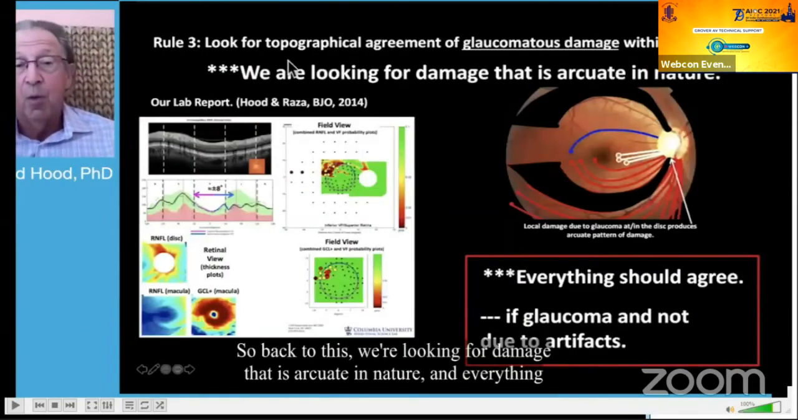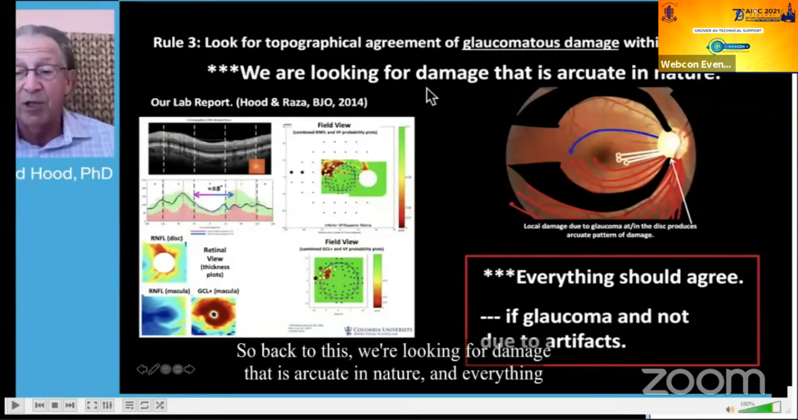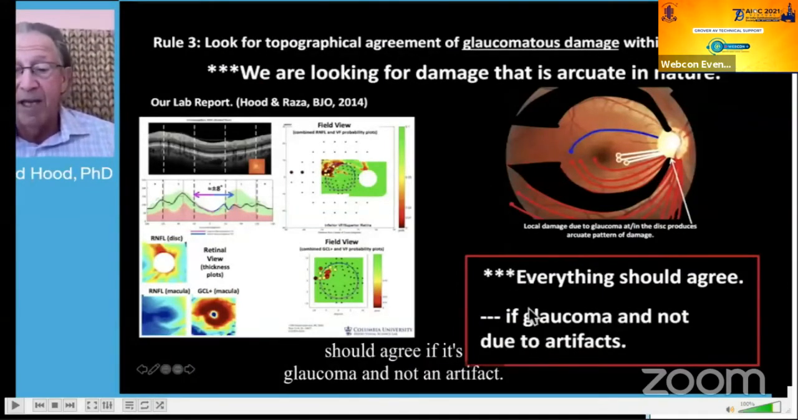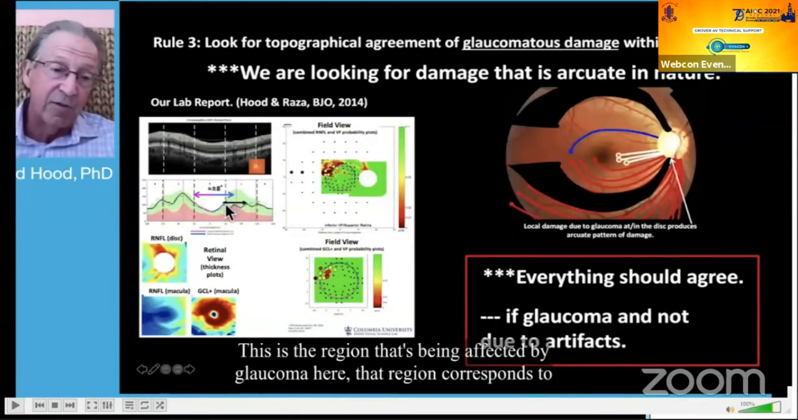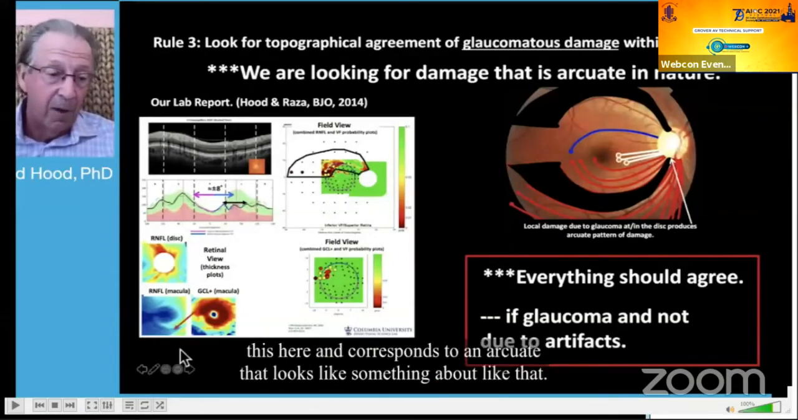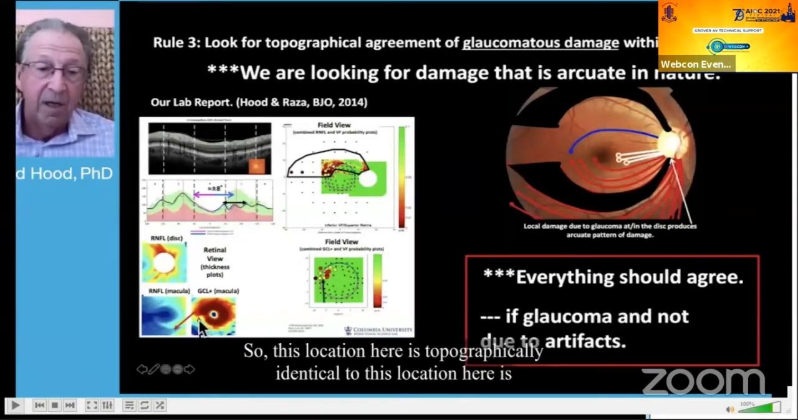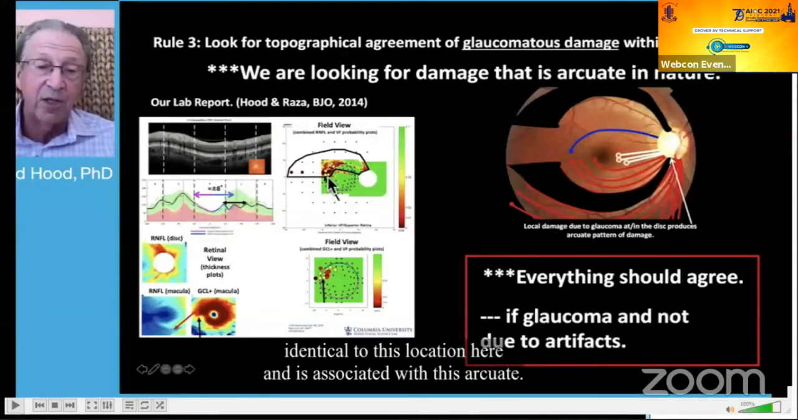Okay, so back to this. We're looking for damage that is arcuate in nature, and everything should agree if it's glaucoma and not an artifact. Let's use this as an illustration. You can see that this is thin. This is the region that's being affected by glaucoma here. That region corresponds to this here and corresponds to an arcuate that looks something like that. So this location here is topographically identical to this location here. It's identical to this location here and is associated with this arcuate.